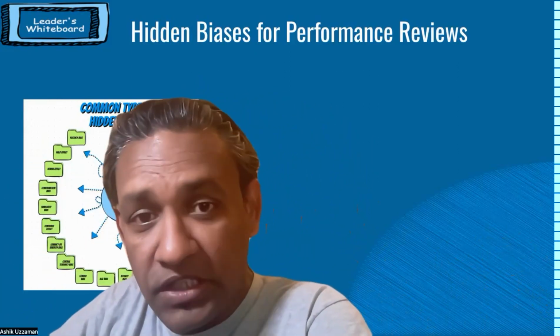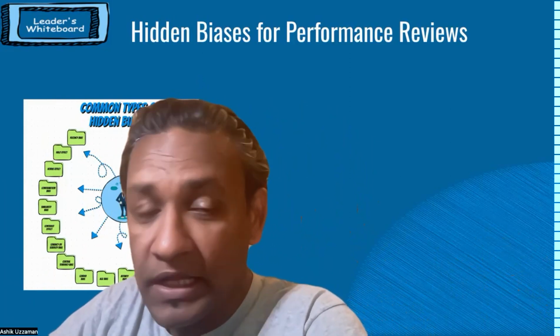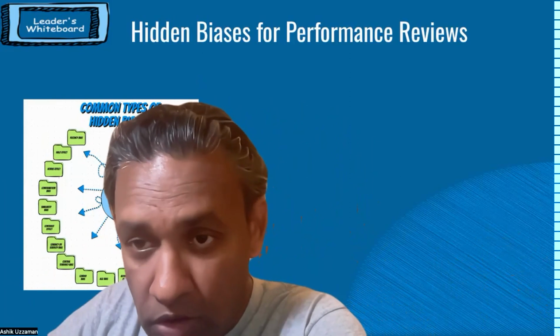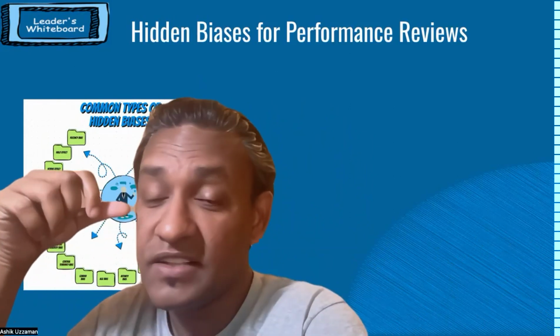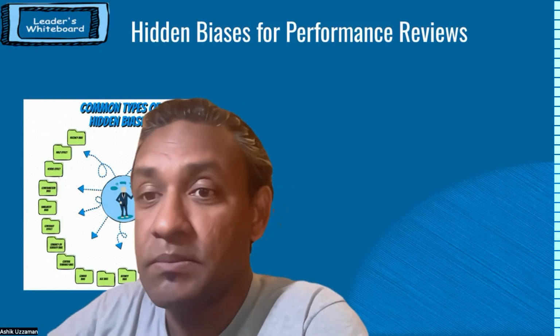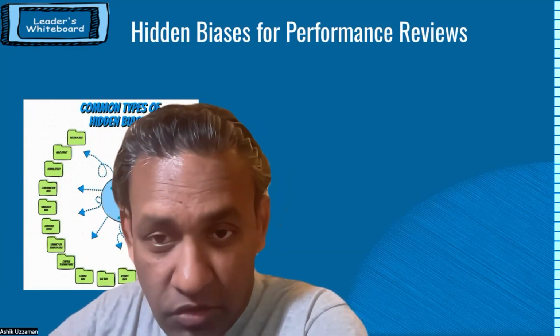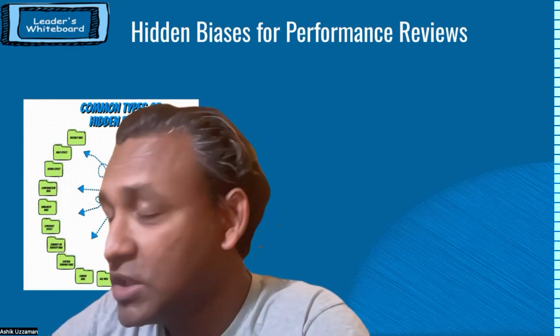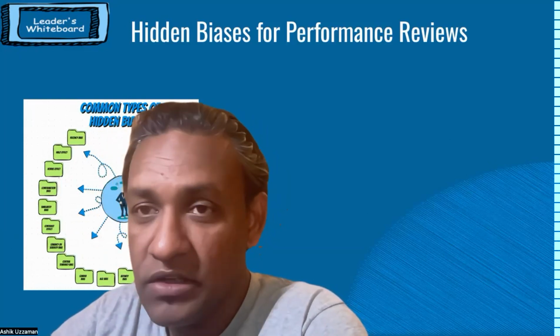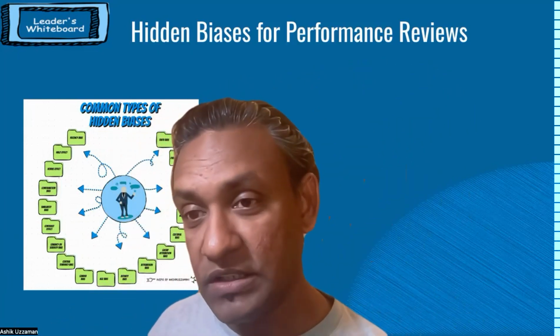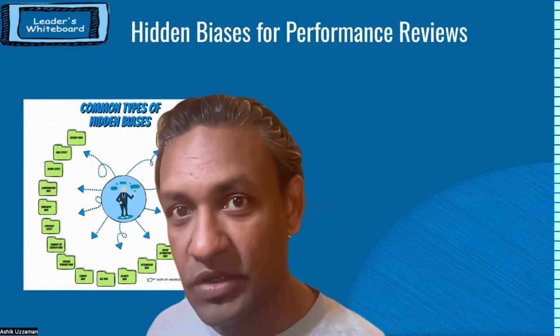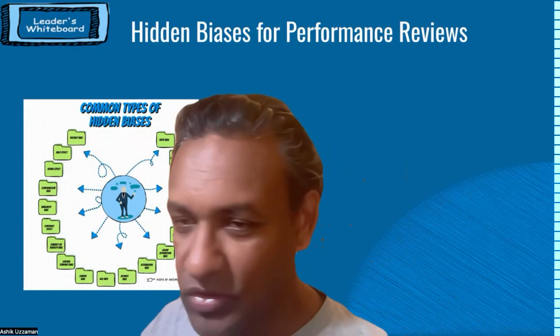Number 14, group attribution error. Assuming individual members of a group, like a big department or team, all share the same characteristics or performance levels. For example, let's say there was a very successful project from a team, and some of the team members performed very well, some others didn't do as well. But group attribution error would be you give a very high review to all of them because you are so happy the project was successful. So not only the good performers were rewarded, even bad performers were rewarded, and vice versa.